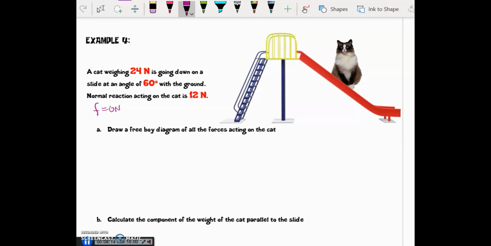Draw a free body diagram of all forces acting on the cat. So we have weight acting downward and normal reaction acting upward, and must be 90 degree to the plane. If we have frictional force, we need to label frictional force acting to the left, but since this is a frictionless slide, then we consider there is no friction, then we don't have to put friction in the diagram.